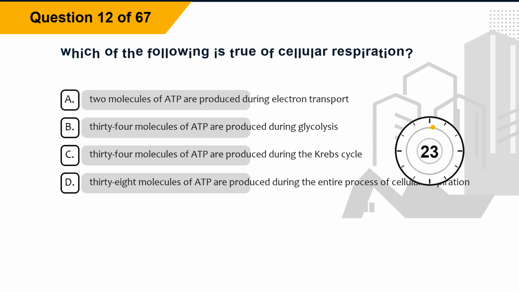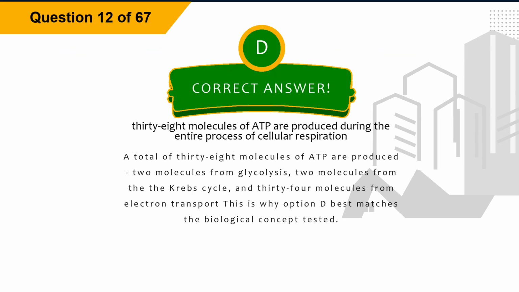Question 12. Which of the following is true of cellular respiration? Option A, 2 molecules of ADP are produced during electron transport. Option B, 34 molecules of ADP are produced during glycolysis. Option C, 34 molecules of ADP are produced during the Krebs cycle. Option D, 38 molecules of ATP are produced during the entire process of cellular respiration. The correct answer is option D.